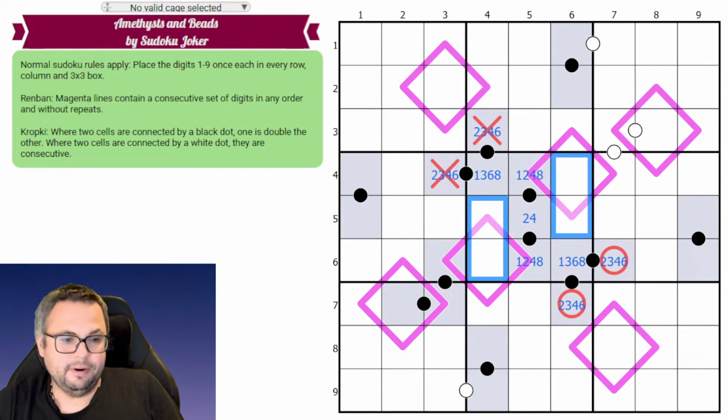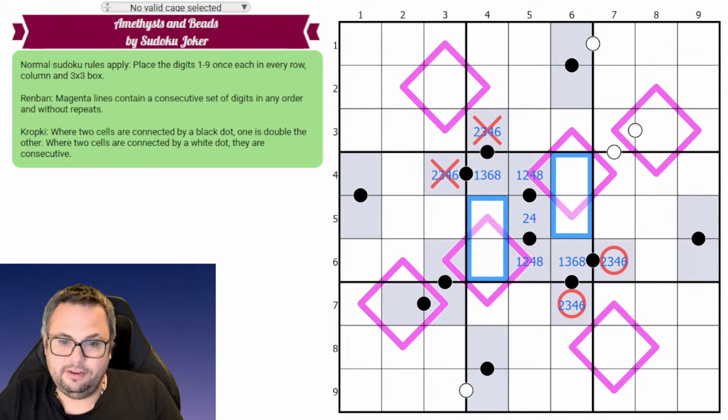So I guess it's important to remember that 3 of these 4 are 5, 7, 9. So one of these has a 5, 7, 9 on it.